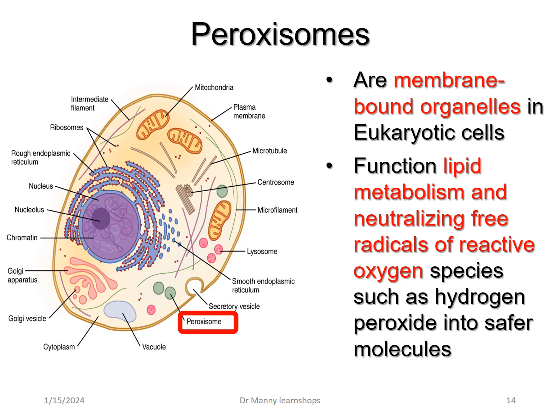Peroxisomes are another organelle located in a eukaryotic cell. These are membrane-bound organelles, and their function is to break down lipids or neutralize free radicals as a result of oxidation. For example, hydrogen peroxide can be broken down into safer molecules, because if left to accumulate, it can damage the cell.